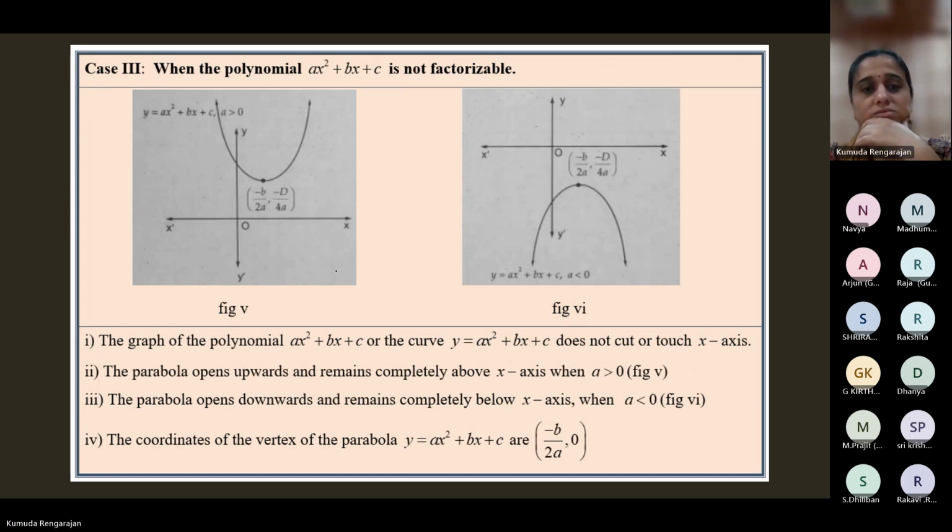So here, not factorizable, meaning no real roots. So it's up, or it doesn't connect with the x-axis. It's above or below. But then we have the vertex. We do have the coordinates of the vertex, minus b by 2a, minus d by 4a.